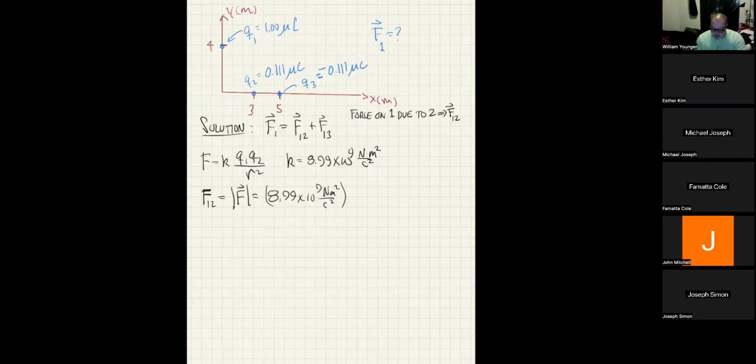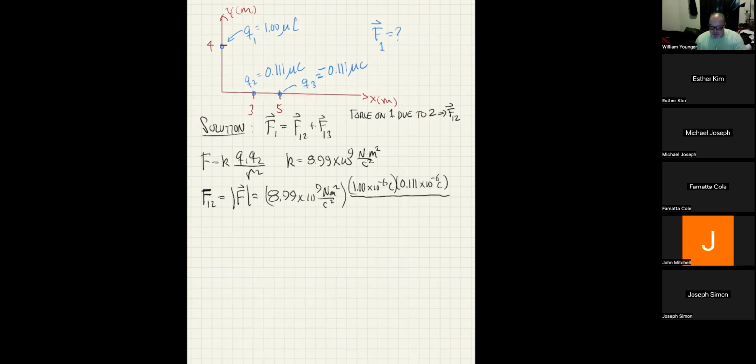Now I've got to take charge 1, which is 1 microcoulomb, so that's 1.00, and I'm going to pretend like they're all 3 sig figs. It looks like I wrote it that way anyways, times 10 to the negative 6 coulombs, times the other one, which is 0.111 times 10 to the negative 6 coulombs. Can anybody tell me what 0.111 would be as a fraction? This is why I use these numbers. 1/9? Yes, 1/9. So I'm using that number to cancel out the 8.99 and the K, just so I don't have to rely on my calculator too much.